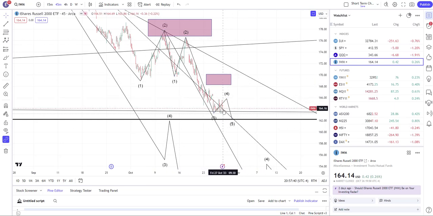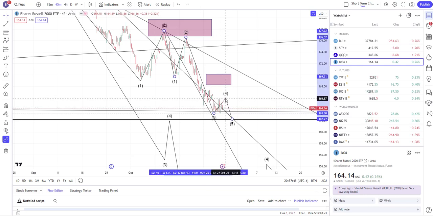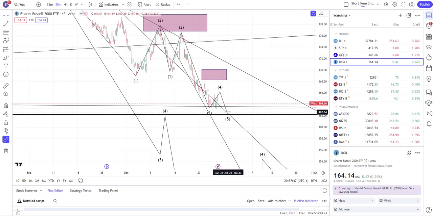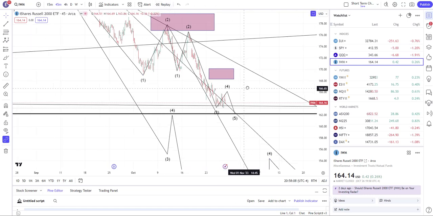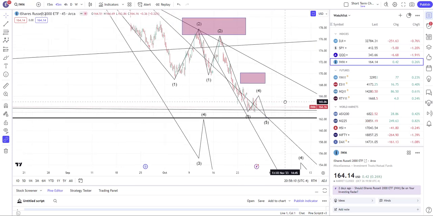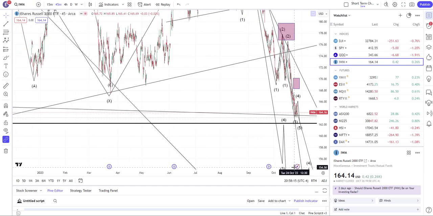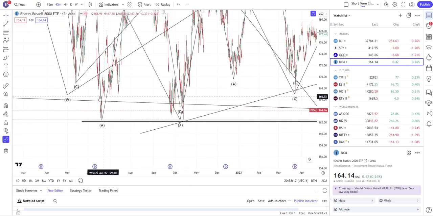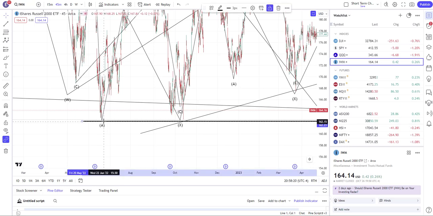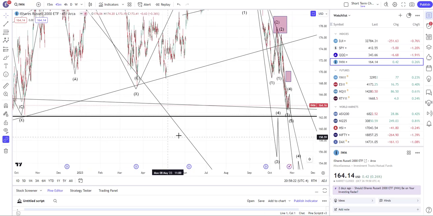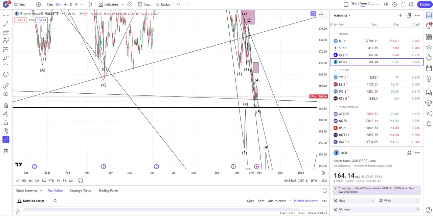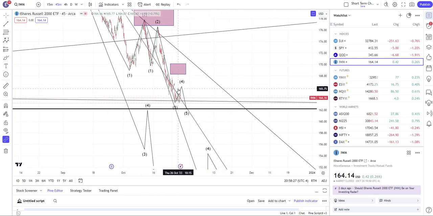So we'll see what happens tomorrow. If we still chop around like this, and I think we're in this count, and then we'll bounce and head back up here. All right, so here it is. So that's the setup on IWM. And again, you got the trend line, but this is the real one here, this October low. So we'll see how this goes tomorrow.